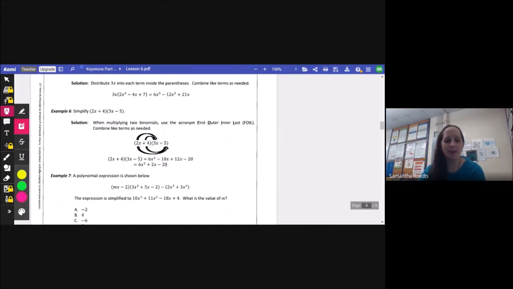Then I go through and I combine my like terms. Well, here are my like terms right here, the negative 10x and the 12x, which gives me a positive 2x. So I get 6x squared plus 2x minus 20.